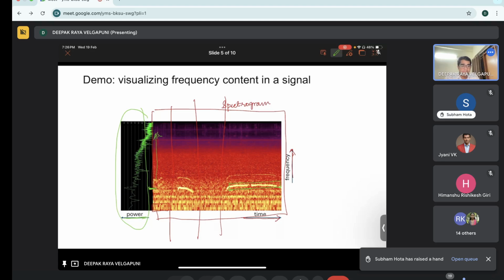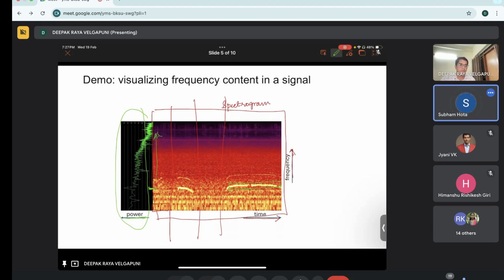Yes, please. Hi Shubham. Deepak, I just wanted to ask, in the spectrogram, is the yellow color meaning those frequencies have higher power? Yes, yes. And as it goes to black, it's lower power, right? Correct. So there is some background noise, but this you can see.